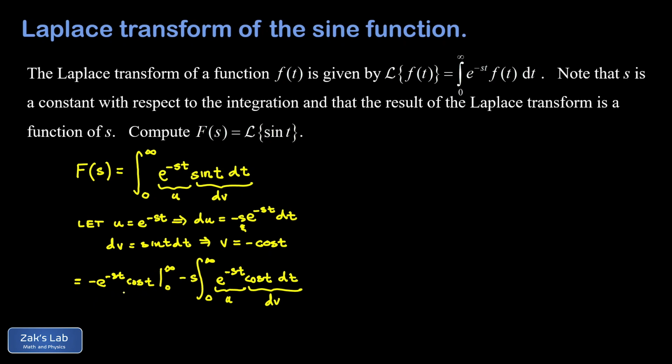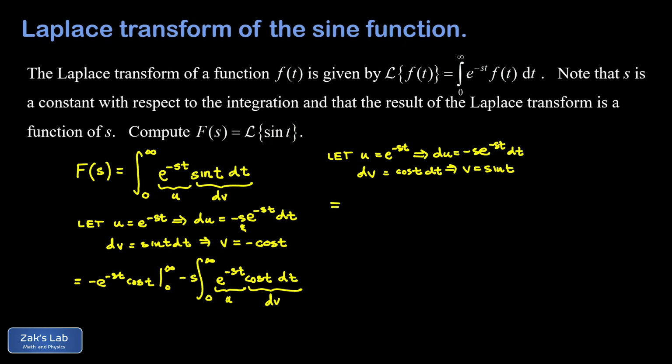We could evaluate it across the limits of integration right now, but I have a couple comments about what happens there, and I think it's a little easier to deal with if we just evaluate across the limits at the very end. So for our second round of integration by parts, we let u equal e to the negative st again, and we find du. And again, using the chain rule, that's a negative s e to the negative st dt. And then we're going to let dv be cosine t dt. And that means v is sine t this time.